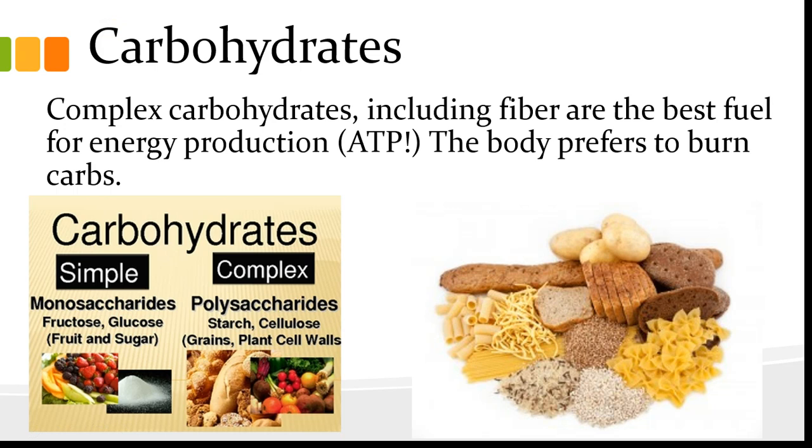We need ATP, right? That's always our answer, adenosine triphosphate. And so carbohydrates are the easiest, fastest way to get those, especially something like this. Okay, it takes a little more work to break down starches and cellulose. We talked about that. Maybe we didn't.